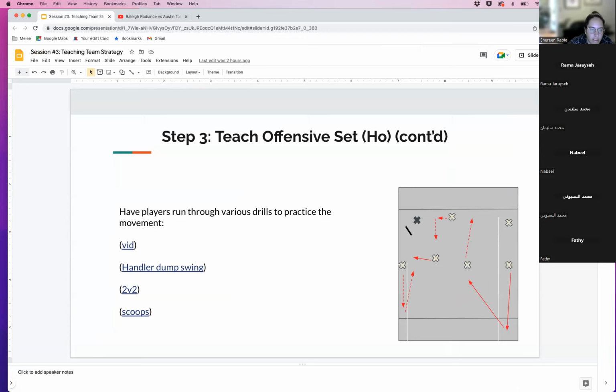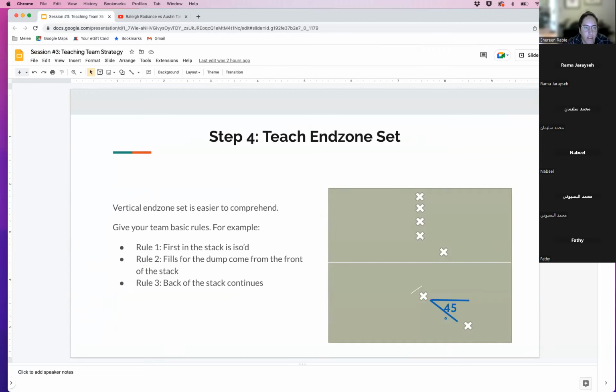Yeah, so same with the horizontal stack. Here, whenever you get these links, you can look at some of these drills. But the same concept of running through scenarios and different things that would happen on the field is important. And then again, if you have fewer numbers, you can run 6-person drills running through certain situations that would come up in your offensive sets.